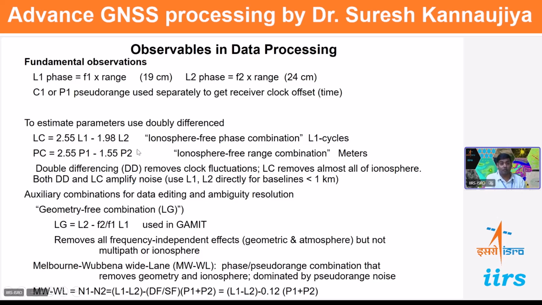So you can see that we have to make the linear combination. We have to do the partial derivation also. This is how we are doing it. These two equations are intended to form the ionosphere-free phase combination as well as the ionosphere-free range combination. So these we eliminate from the observation through these equations.